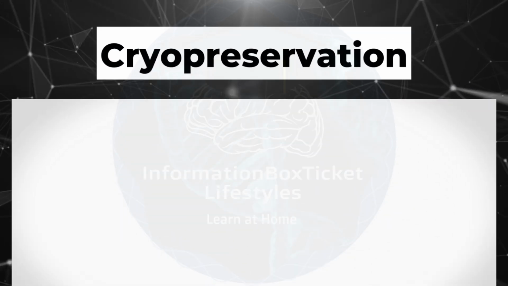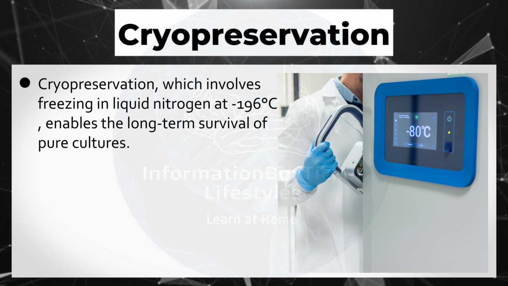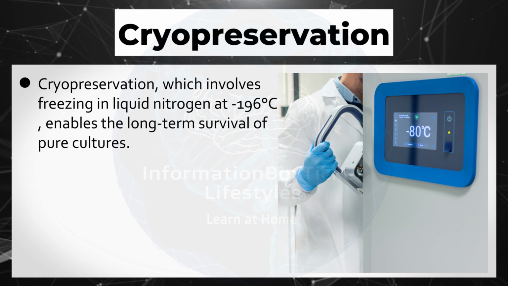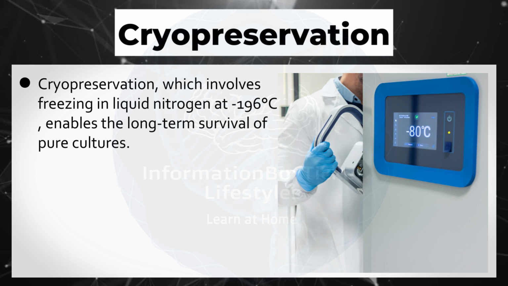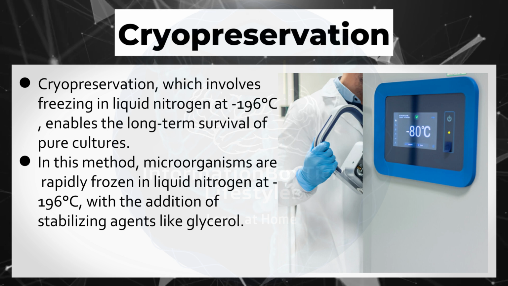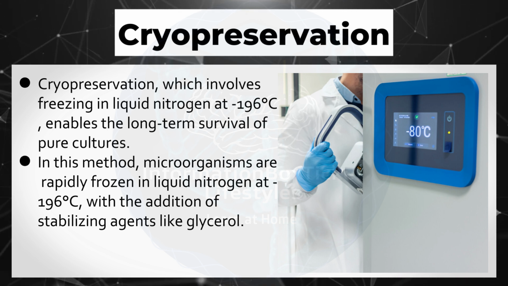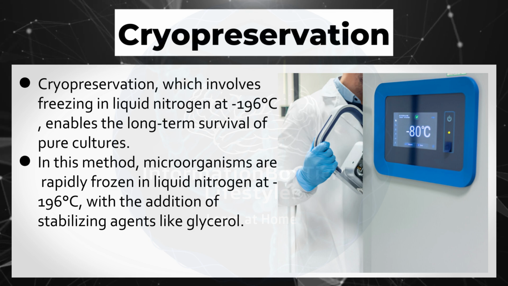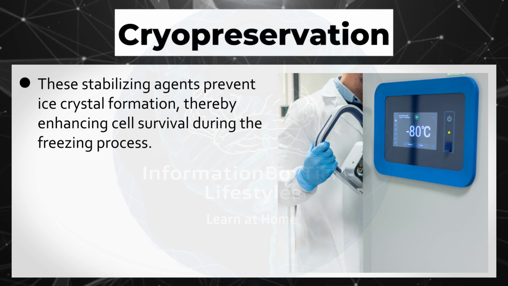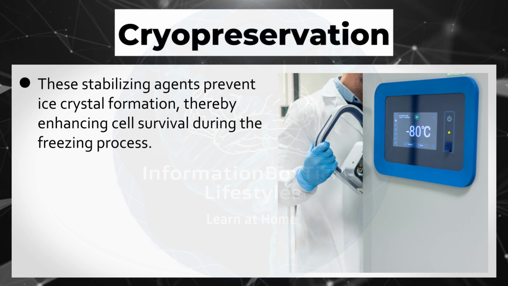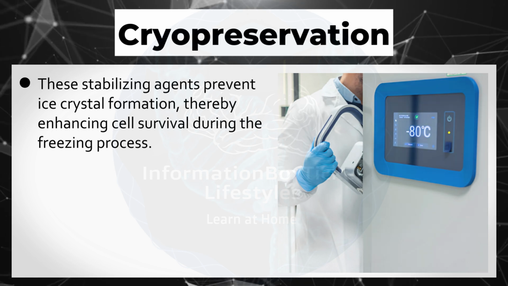Cryopreservation. Cryopreservation, which involves freezing in liquid nitrogen at -196 degrees Celsius, enables the long-term survival of pure cultures. In this method, microorganisms are rapidly frozen in liquid nitrogen at -196 degrees Celsius, with the addition of stabilizing agents like glycerol. These stabilizing agents prevent ice crystal formation, thereby enhancing cell survival during the freezing process.